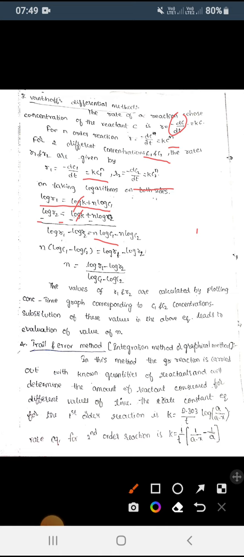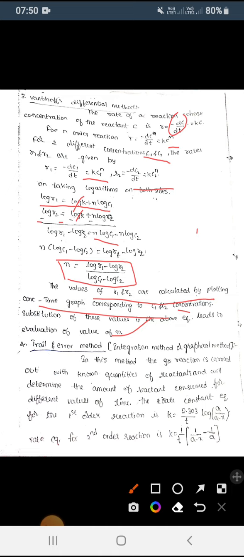Log A by B we can take, or else we can get the n value over here. The values of R1 and R2 will be calculated by plotting the graph of concentration against time. By substituting these values we are going to get the value of m. So this is nothing but Van 't Hoff differential method.